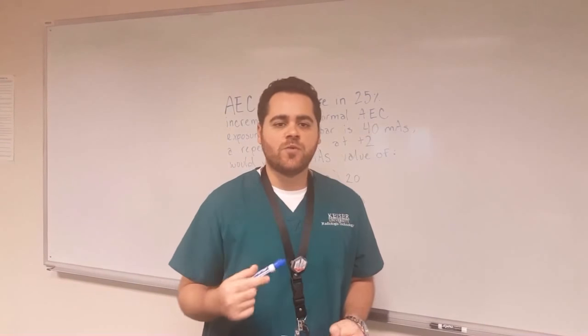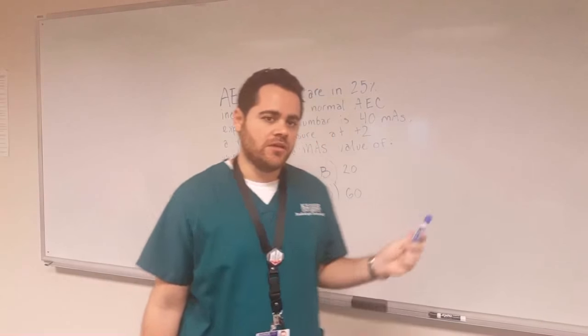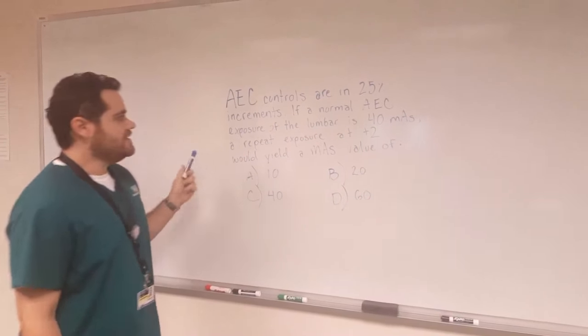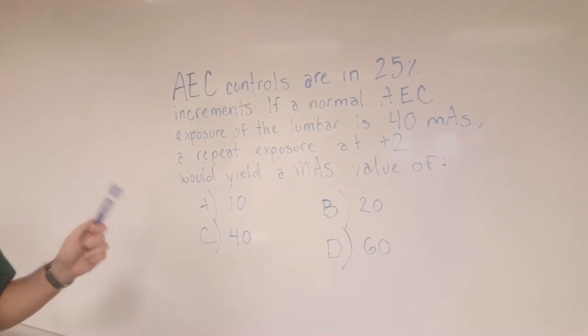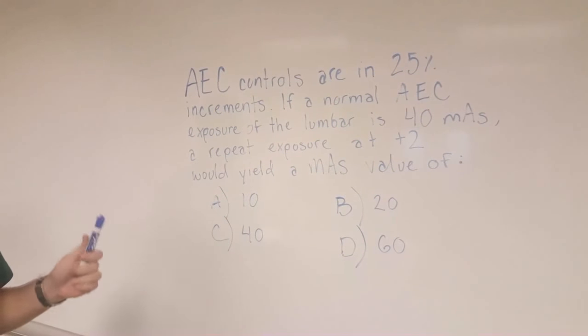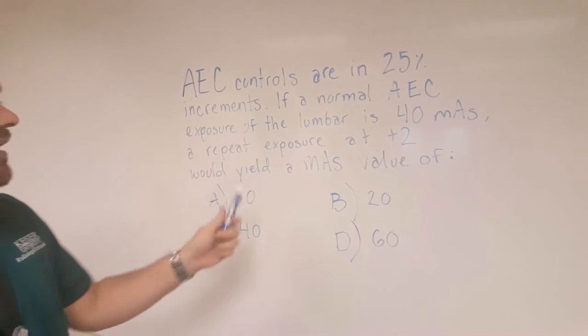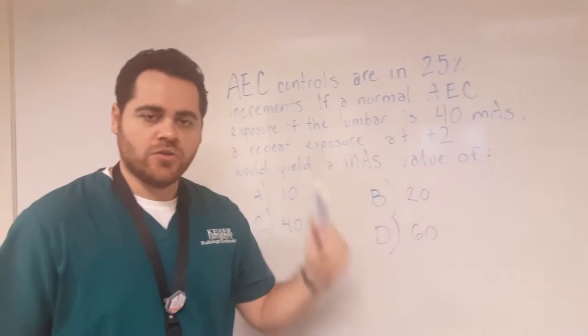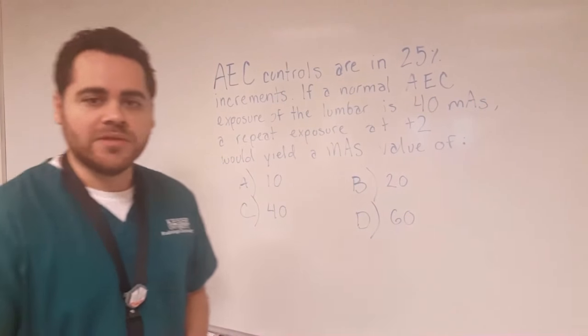All right, so if we take what we just learned about density control and apply it to a real life scenario, it'll look something like this. If AEC controls are in 25% increments, and a normal AEC exposure of the lumbar is at 40 mAs, a repeat exposure at +2 would yield an mAs value of, so what we just learned is that, and it holds true, 25% increments, right?